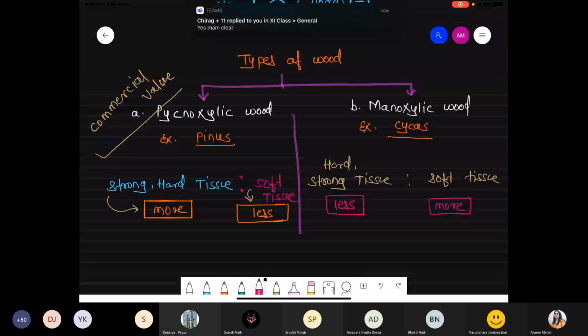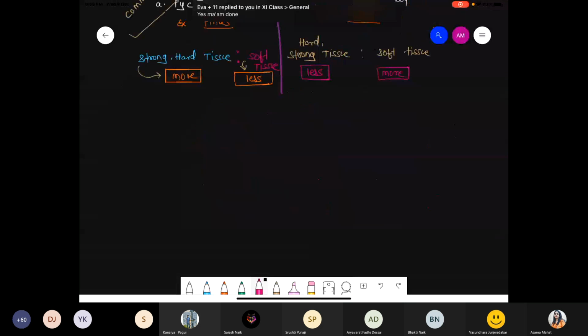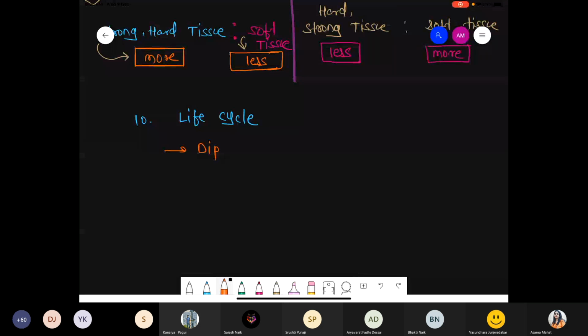Okay, chalo. Now next point, how many points have we done? This is 9. Okay, chalo, last point, number 10. Last point number 10, we are talking about life cycle. In case of the gymnosperm, basically they are showing diplontic life cycle.